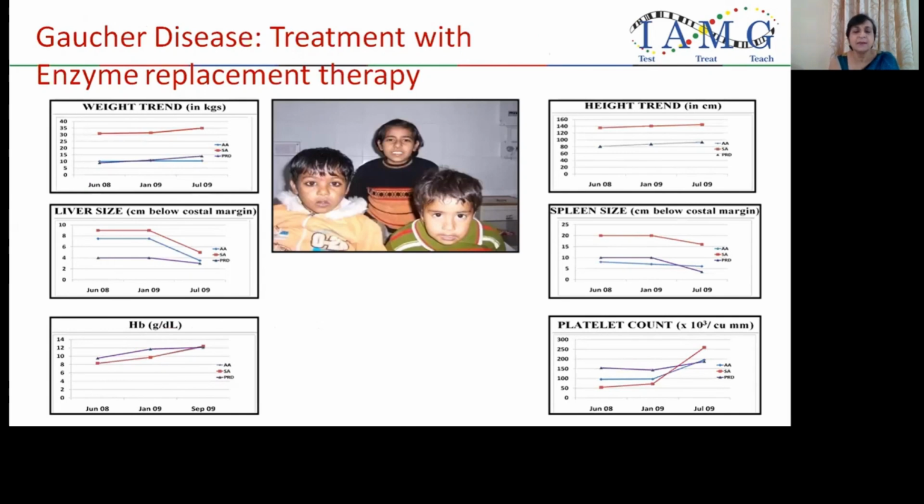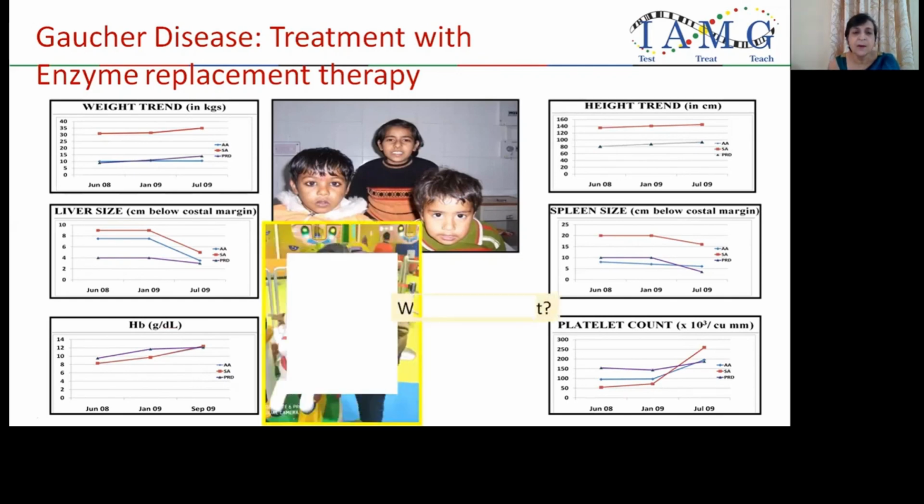And such types of treatments have been coming over the last few decades. Gaucher disease was the first where enzyme replacement therapy was identified. And you can see how immediately the liver and spleen size decrease, as well as improvement in the hematological parameters like hemoglobin and platelet count. And these children have been getting treatment for more than 10 years and have now grown up.